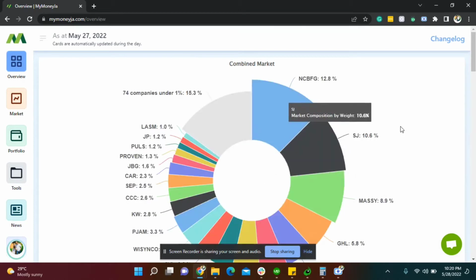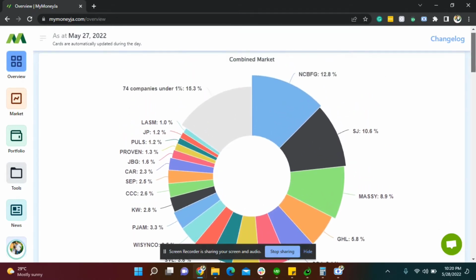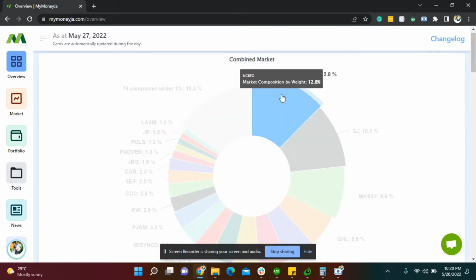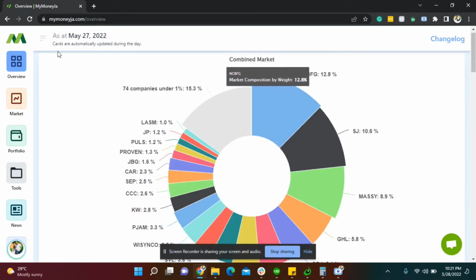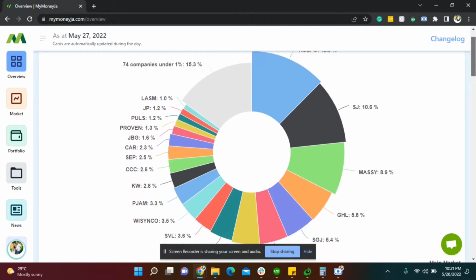This is a pie chart showing you the different companies that traded in the combined market on the Jamaica Stock Exchange. The combined market is basically all of the markets on the Jamaica Stock Exchange, all of the companies that traded on the last day. Here we can see that NCB took up most of the volume on the last day, which would have been May 27th, a Friday.